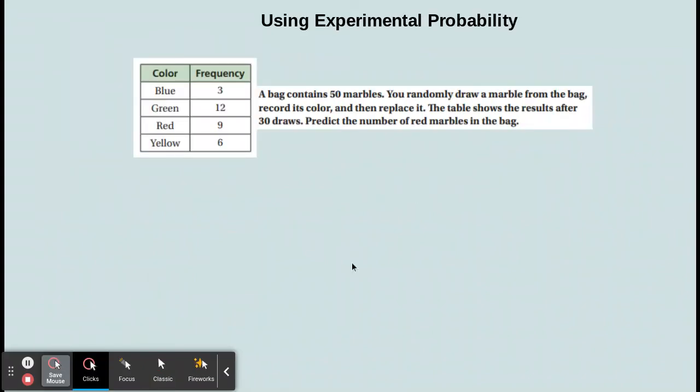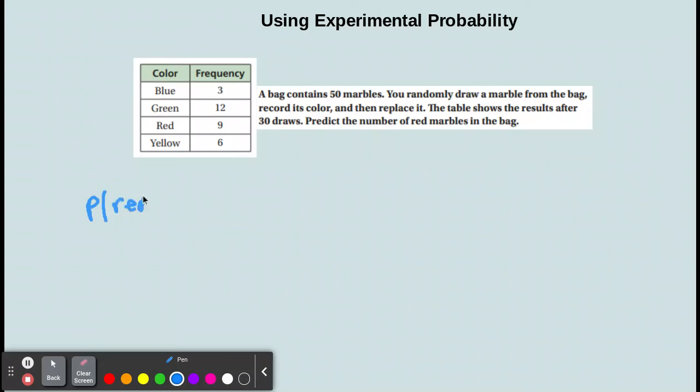Okay, and one last thing, we can use experimental probability to help us make predictions. So in this example here, we have a bag that has 50 marbles, and we randomly choose a marble from the bag. We record its color, and then we put it back in the bag. Actually, we did this 30 times and we recorded each time. So we want to use our experimental probability to predict the number of red marbles in the bag. So let's find out our probability of selecting a red.